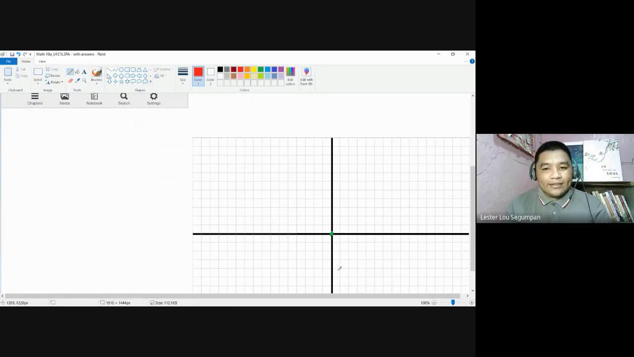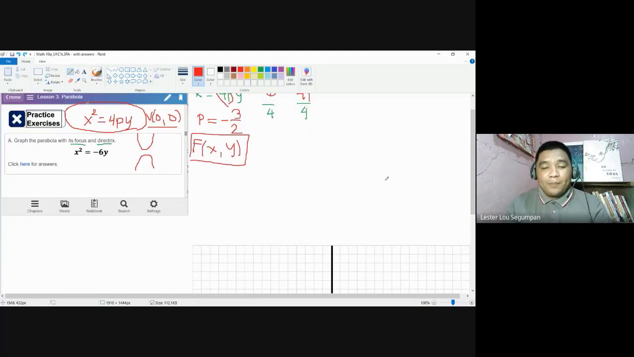Okay, why the y-axis? Because if the parabola will be opening upward, the focus is somewhere here in the axis of symmetry. If the parabola is opening downward, the focus is also here. That's in the axis of symmetry, in this case, our y-axis. The purpose of identifying where it is located is for us to be guided that if it's in the y-axis, the value of x for the focus is always 0.